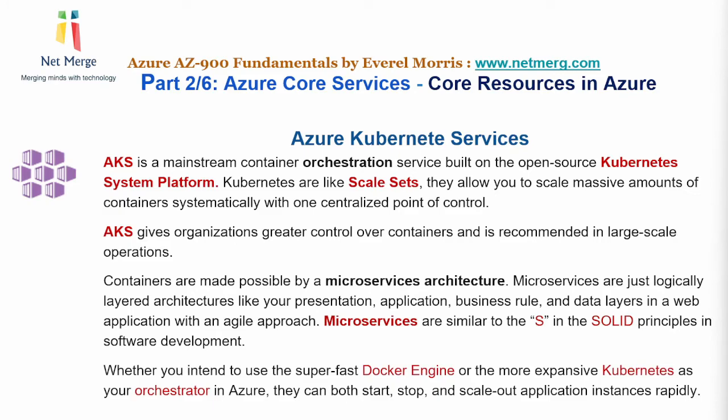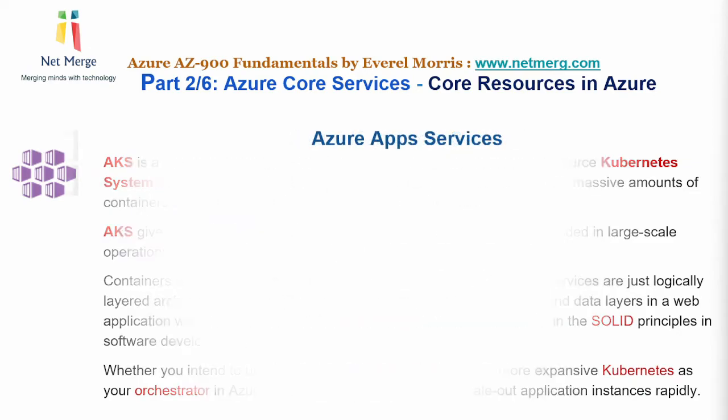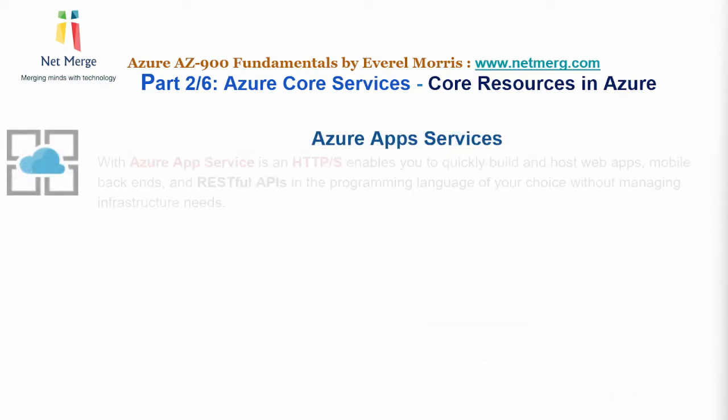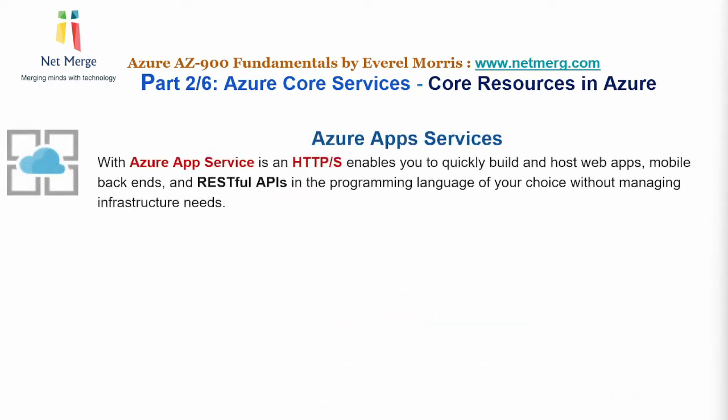Whether you intend to use the superfast Docker engine or the more expensive Kubernetes as your orchestration in Azure, they can both start, stop, and scale out application instances in a really rapid and massive fashion. So that's your container services. I hope you understand the difference between the two. And now we're going to be looking at Azure App Service.